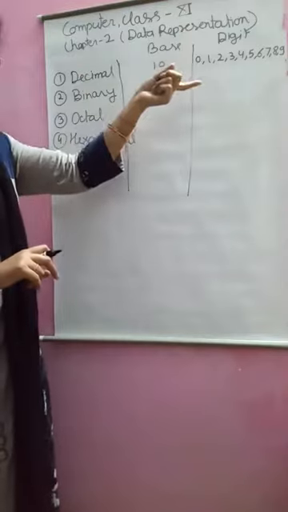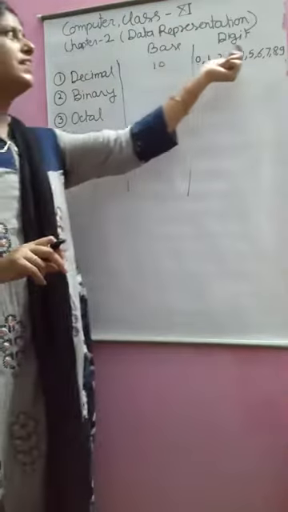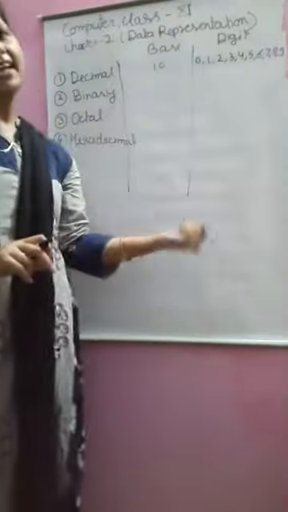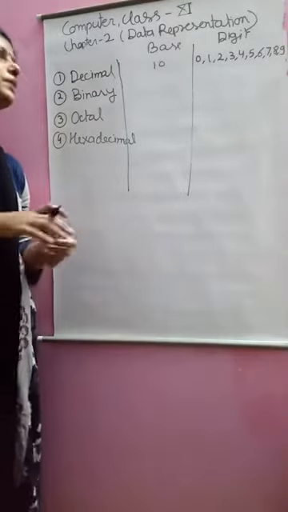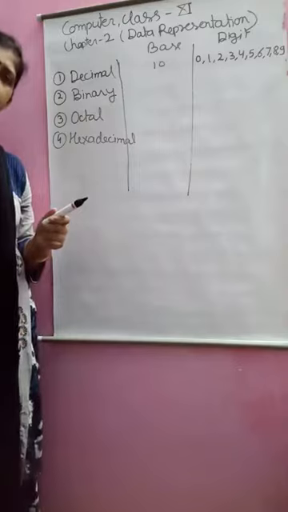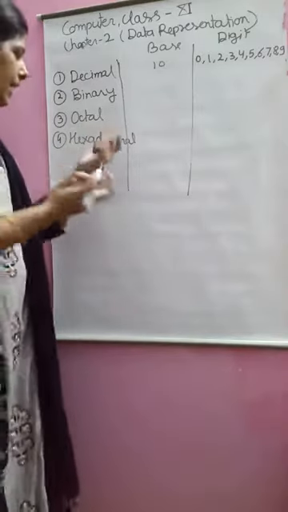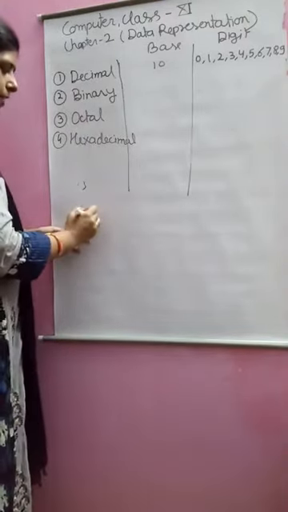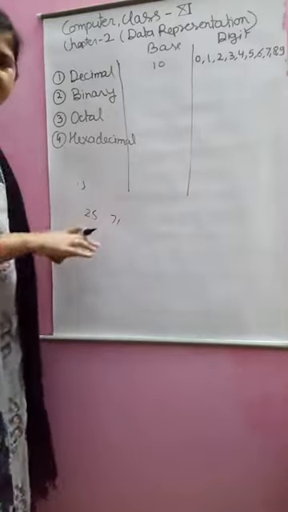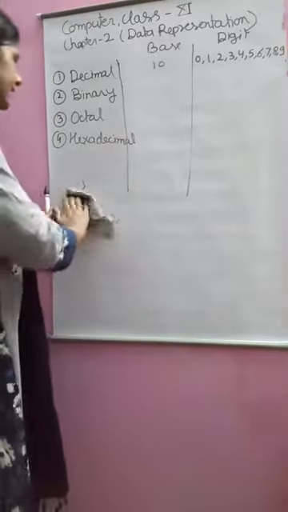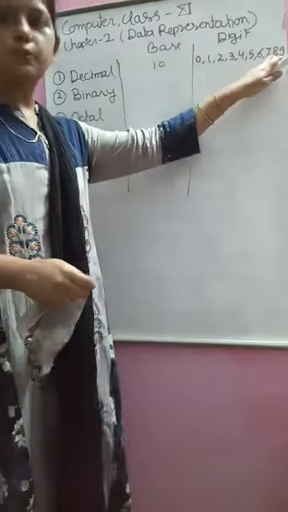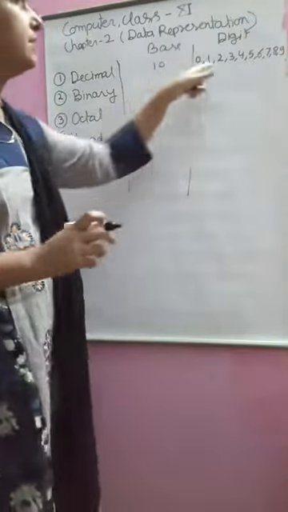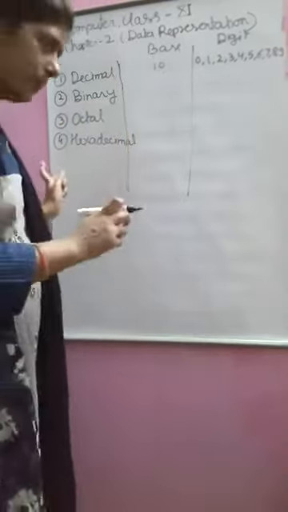Using these digits you can write any number in the decimal format. Decimal is in common day-to-day use. Any number like 13, 25, 71 are all decimal numbers. So any decimal number's base is 10 and the digits are from 0 to 9. You can use these digits and write any decimal number.